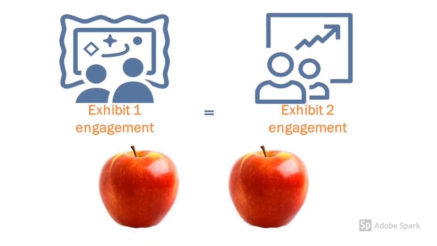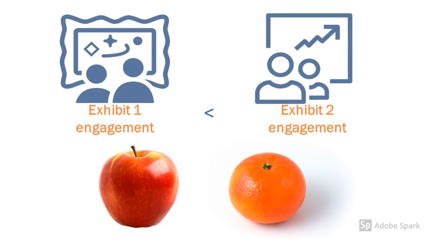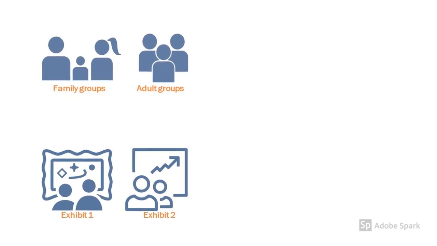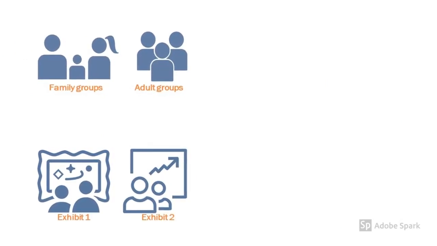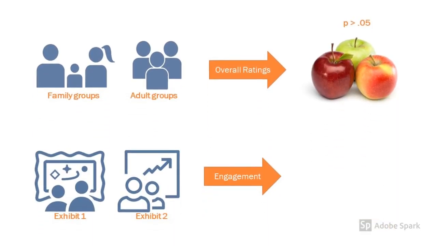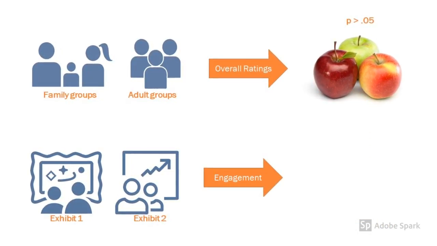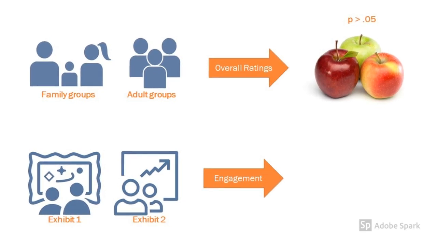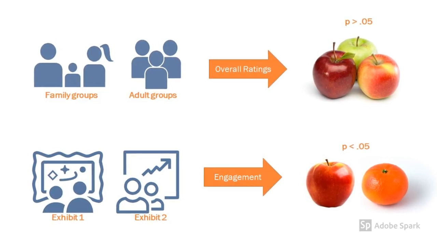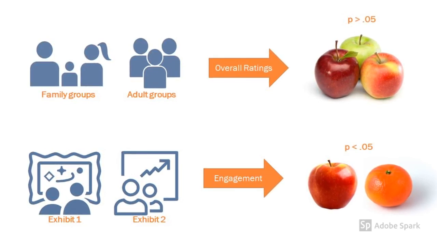Or maybe you want to know if there are differences in how engaging one exhibit is compared to another. In this case, the exhibits are acting like apples and oranges if the engagement ratings for one are higher than the other. In each case, you tell the statistical program what groups you want to learn about and the rating or continuous variable that you want to analyze. The statistical test assumes that the groups act like apples and thus are the same. If p is greater than 0.05, then your groups are acting like apples in your data. If you get a statistically significant result of p less than 0.05, then the test has indicated that the groups in your data are behaving like apples and oranges in relation to the variable being tested.